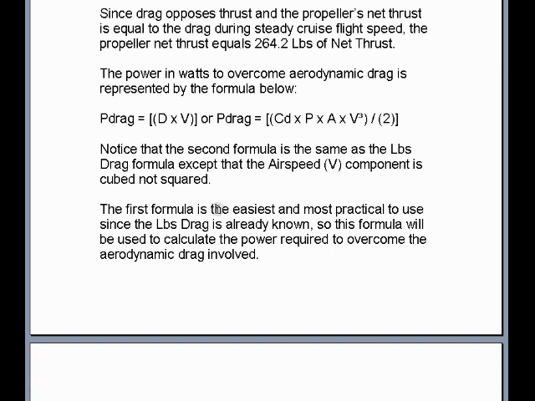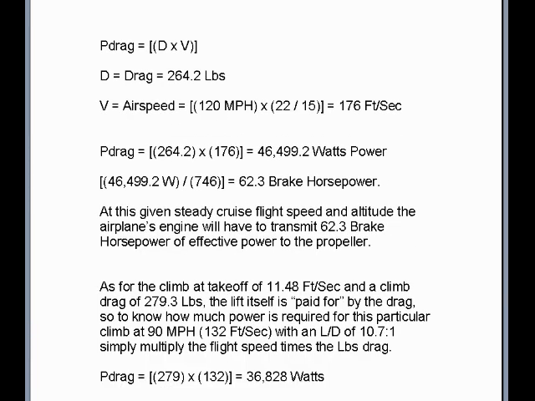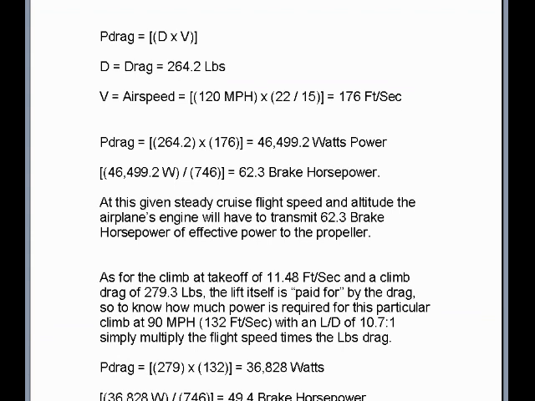The first formula is the easiest and most practical to use since the pounds drag is already known, so this formula will be used to calculate the power required to overcome the aerodynamic drag involved. So the power to overcome the drag, D times V, is the feet per second airspeed of the plane times the pounds drag.